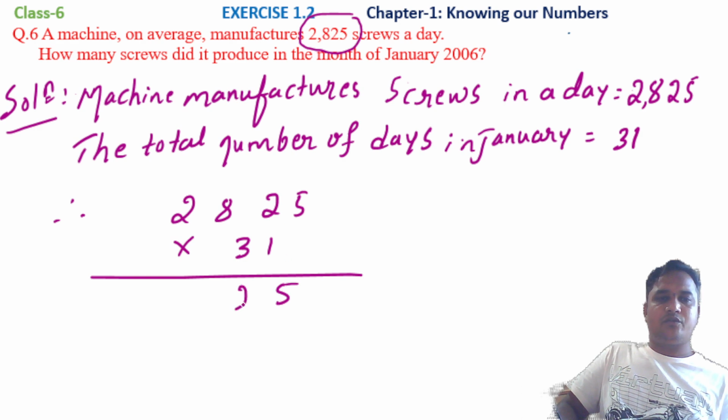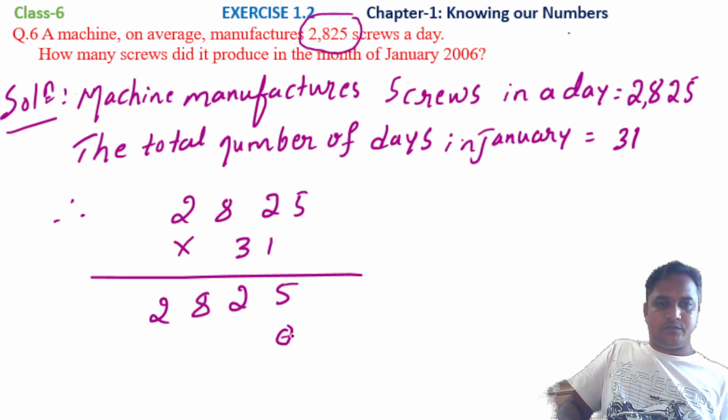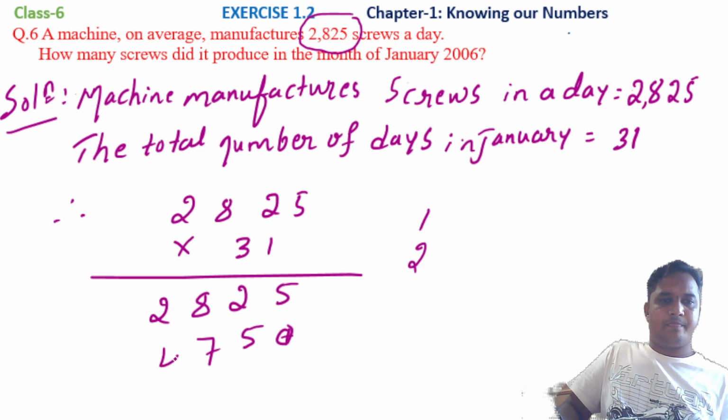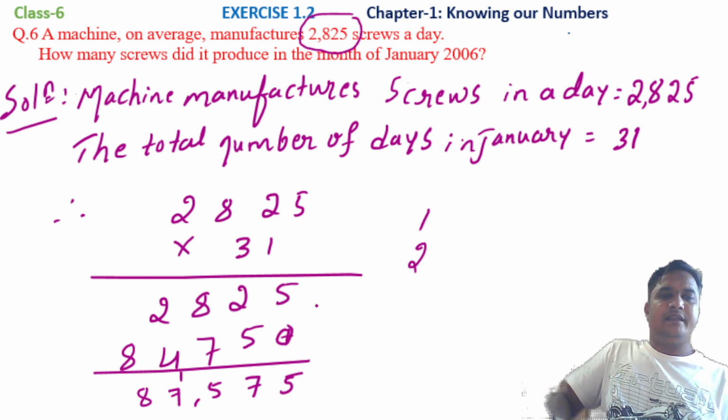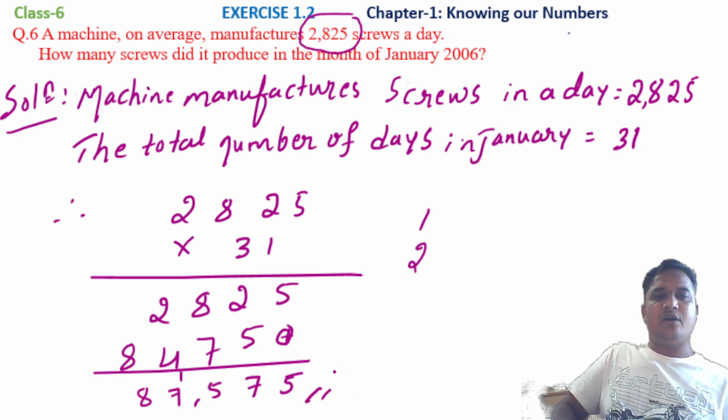1 5 is 5, 1 2 is 2, 1 8 is 8, 1 2 is 2. So then, 3 5 is 15, 3 2 is 6, 6 plus 1 is 7, 3 8 is 24, 3 2 is 6, 6 plus 2 is 8, 5 7 15, 7. So in total, 87,575 screws are manufactured in the month of January.